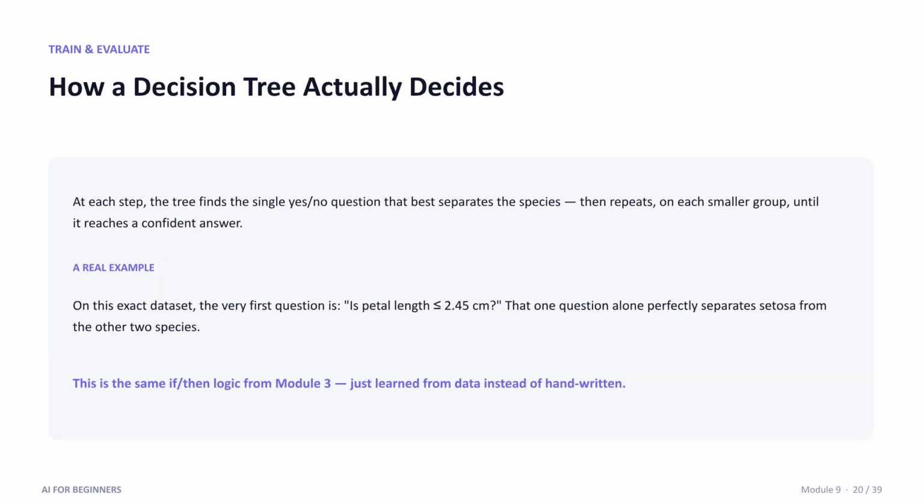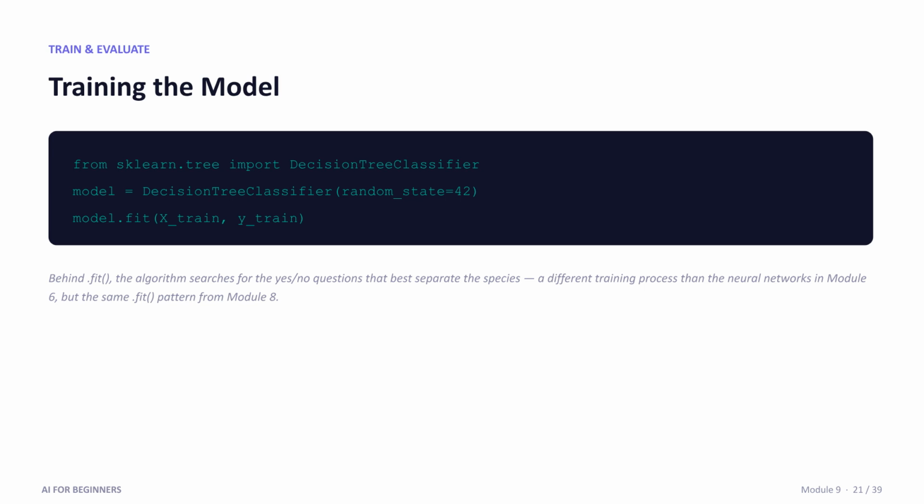algorithms to start with. A decision tree makes predictions by asking a series of simple yes-no questions. For example, our model might ask, is the petal length less than or equal to 2.45 centimeters? This is the same if-then logic from Module 3, only learned from data instead of being handwritten. Training the model is simple. Behind the .fit method, the algorithm searches for the best questions to separate the species.